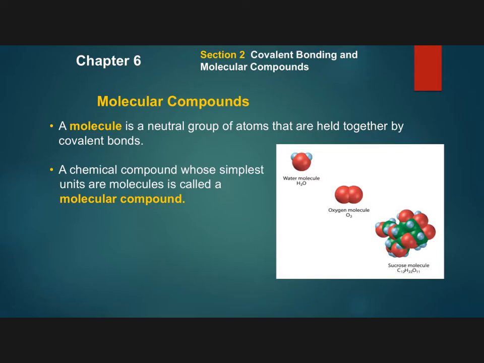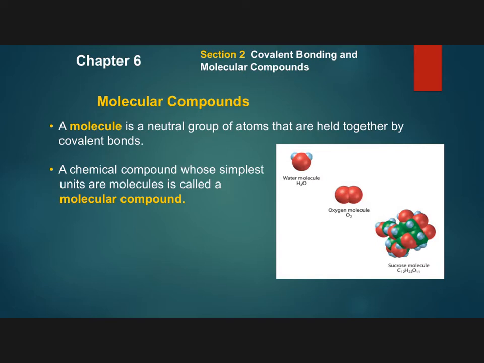So you can have a molecular compound, which is a neutral group of atoms that are held together by a covalent bond, and that's a molecule. An example of a molecule would be H2O or CO2. And a molecular compound is a compound whose simplest units are the molecules.